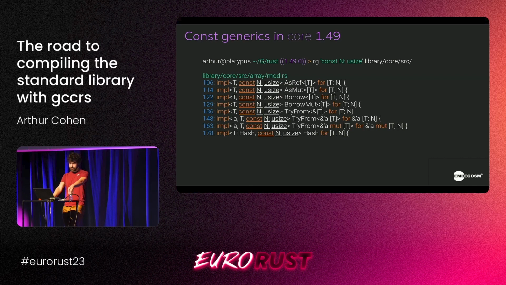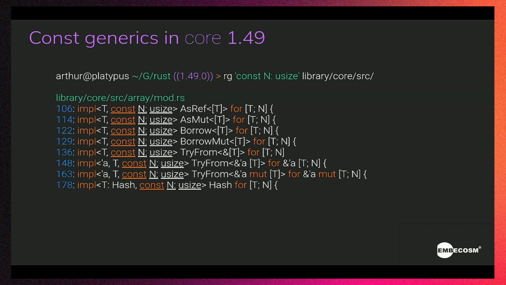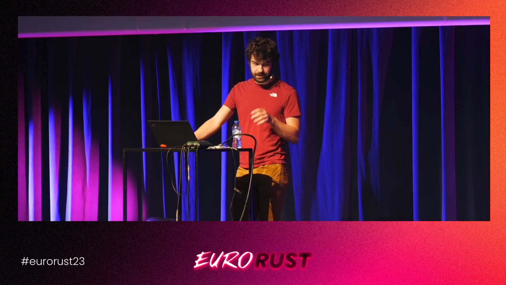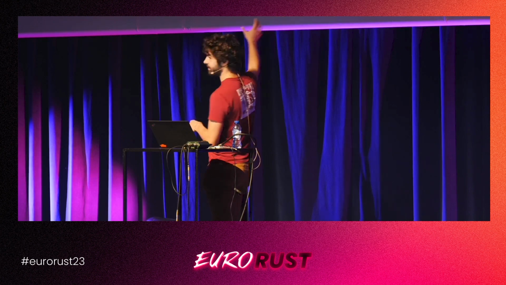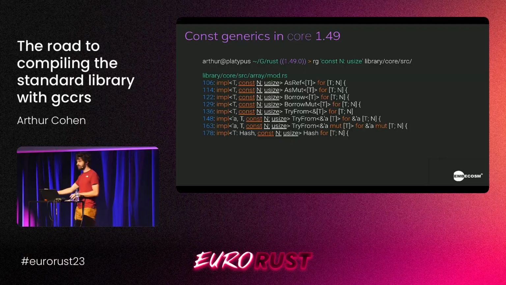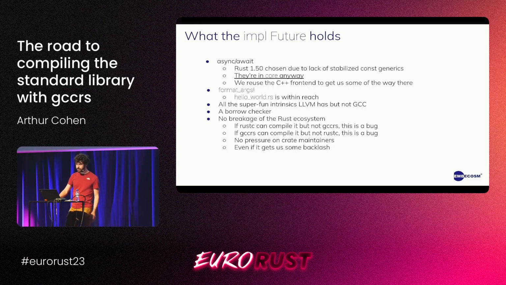1.49. The issue is a very simple ripgrep in the core library for version 1.49 of the compiler shows that const generics are already used. So we do have to implement const generics, actually, and we do have to support them just to compile the core library again. And this isn't a fancy regular expression. This is just the most basic const generic you can stick in Rust, and there's hundreds of them. So yeah, they're in core anyway, and one of our GSoC students could reuse the C++ front end to do some constant folding. So we're most of the way there, but yeah.